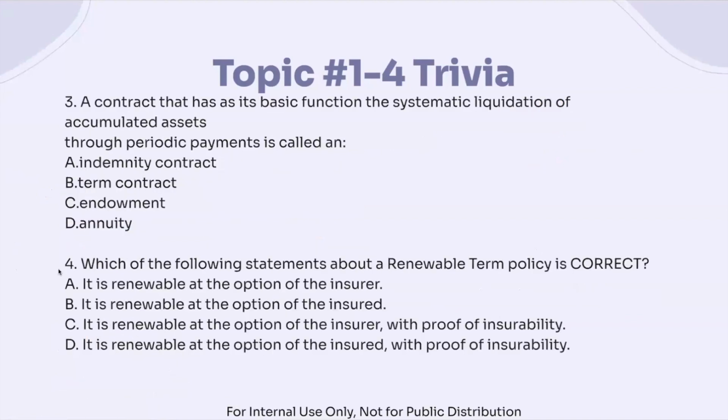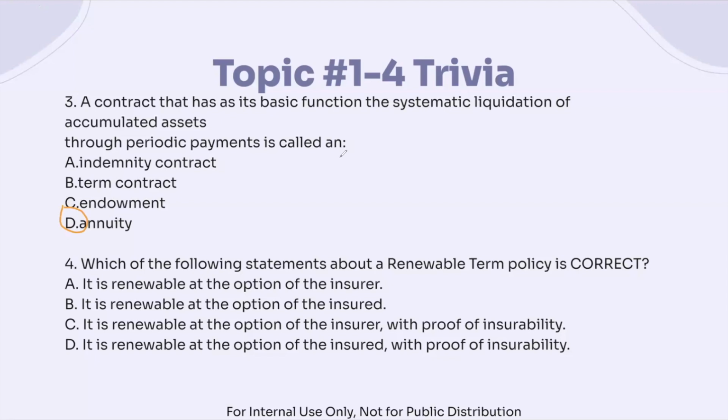Okay. So now let's go through questions 3 and 4, and then we'll go over them shortly. Let's look at number 3. Which contract has its basic function as systematic liquidation of accumulated assets through periodic payments? So this is an annuity. This is more of a definition question. We have that systematic liquidation or payout of assets.